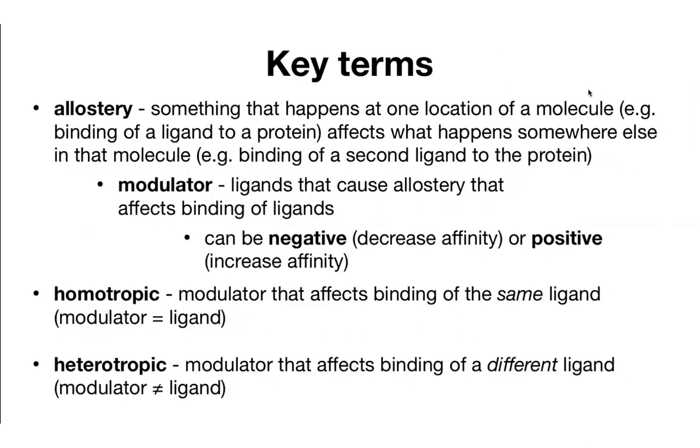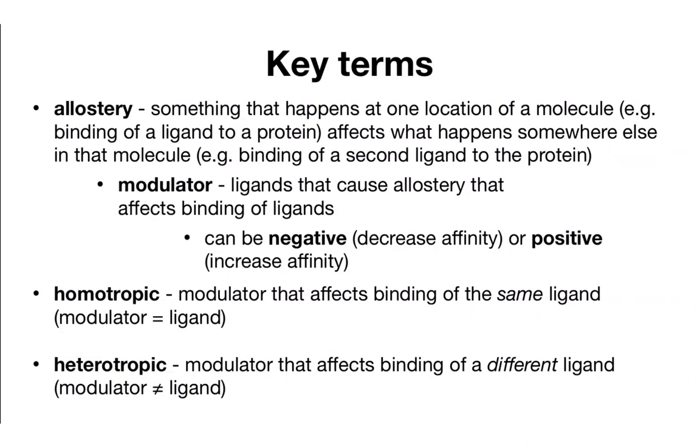We had allostery. That was something that happens at one location of a molecule, such as the binding of oxygen to one of the sites, that affects what happens somewhere else in that molecule, such as making the hemoglobin change shape so that those other binding sites have a higher affinity. Remember, we can use the term modulator to describe a ligand, so a binding partner that causes allostery and affects the binding of ligands. This can be negative, which would mean that its binding decreases affinity for subsequent ligands, or positive, whereas it increases the affinity for subsequent ligands to bind.